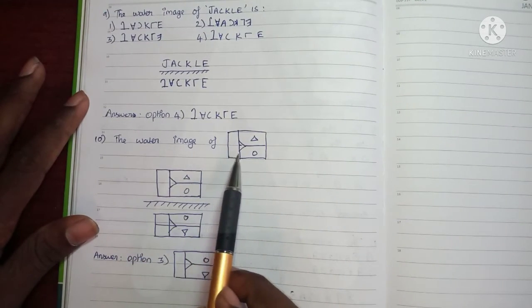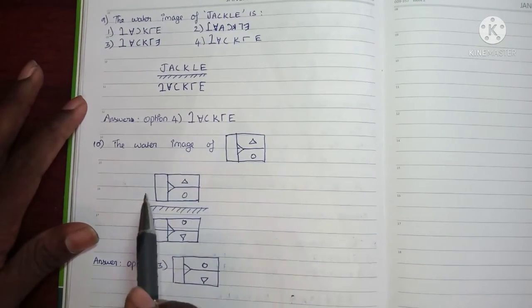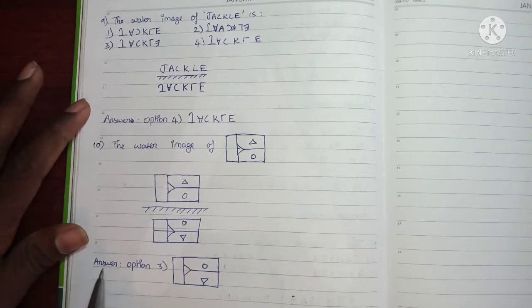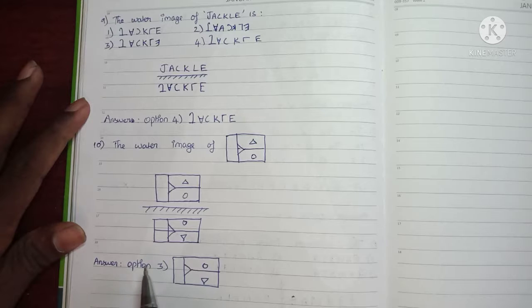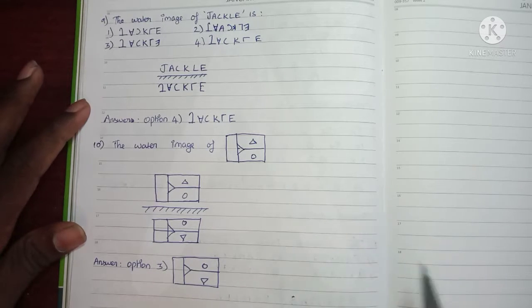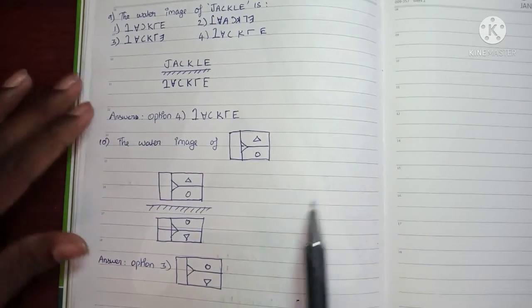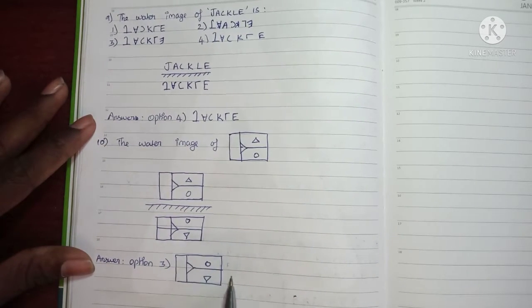And the water image of this object, that is this drawing, is the same thing. When we draw this image, we get option 3 to be correct. I have not written the options for the four diagrams, so I have just written the correct one.